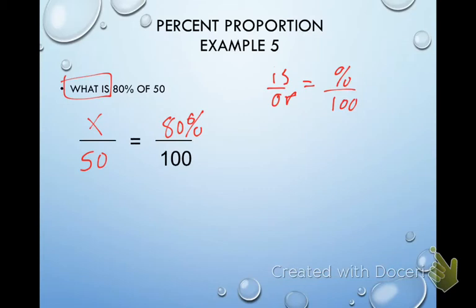50 times 8. Well, let's take this 8 times this 5, and that gives us 40. But we have to add 2 zeros. Why do we have to have 2 zeros? Because there's a 1 on each, okay? There we go. 4,000 divided by 100.